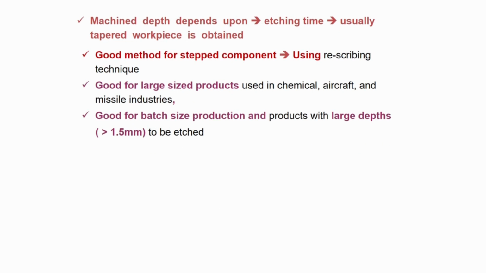So machining depth depends upon the etching time. Usually a tapered workpiece is obtained. This is a good method for stepped components using a rescribing technique, and good for large size products also. This cut and peel method is used in chemical, aircraft and missile industries. It is good for batch production and products with a large depth, generally more than 1.5 millimeter. If the depth of the machined surface is more than 1.5 millimeter, then this cut and peel method is used. It is good for batch size production.